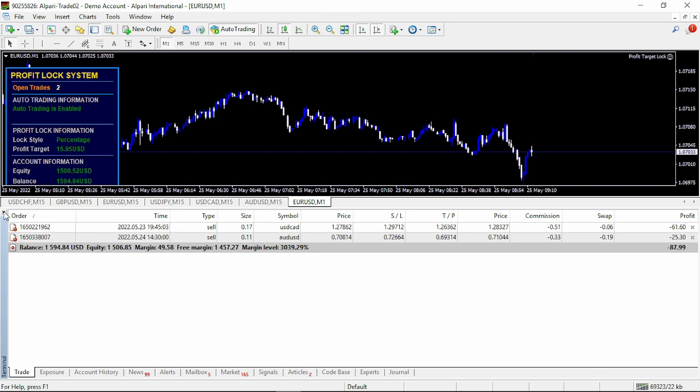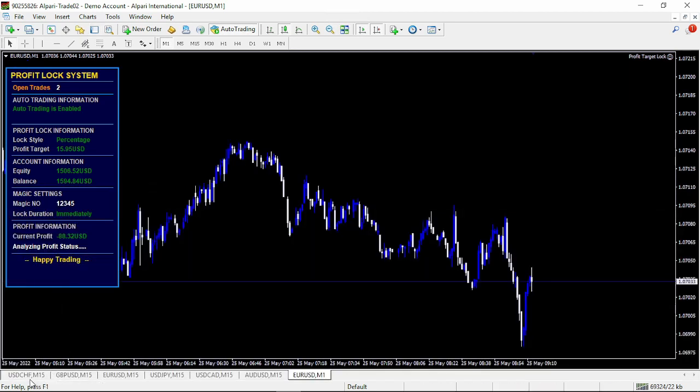We currently have it loaded on all USD pairs: USD CHF, GBP USD, Euro USD, USD JPY, USD CAD, and now the USD as well. Okay, so that's basically it for the NASDAQ. You can see the profit target is now at 15.95 USD.